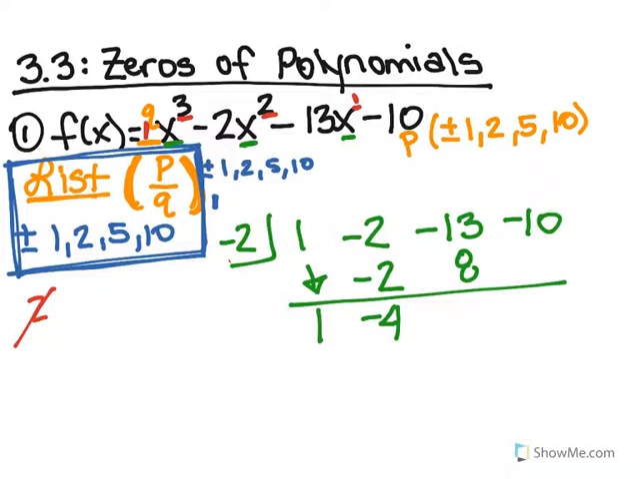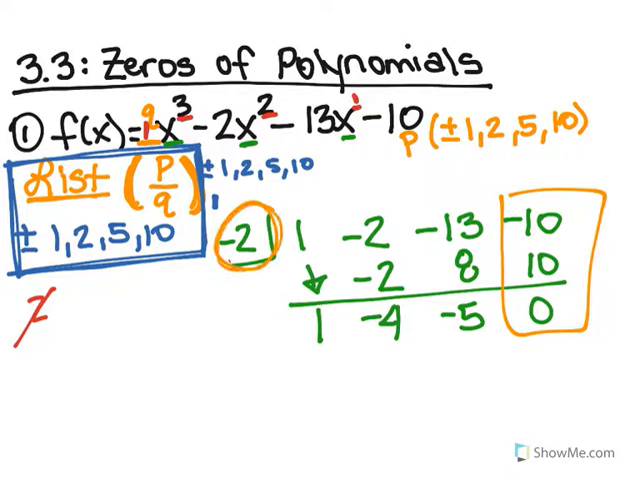Negative 13 plus 8 gives us negative 5. Negative 5 times negative 2 is 10. And 10 minus 10 is 0. So we see that our remainder is 0. So that means that negative 2 works. That's one of your 3 answers. So that means you need 2 more answers.